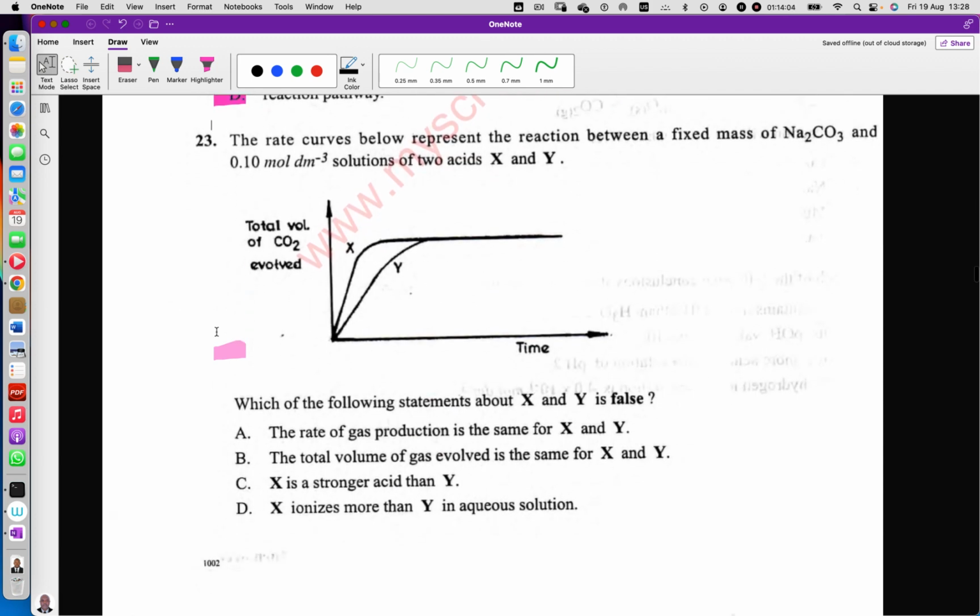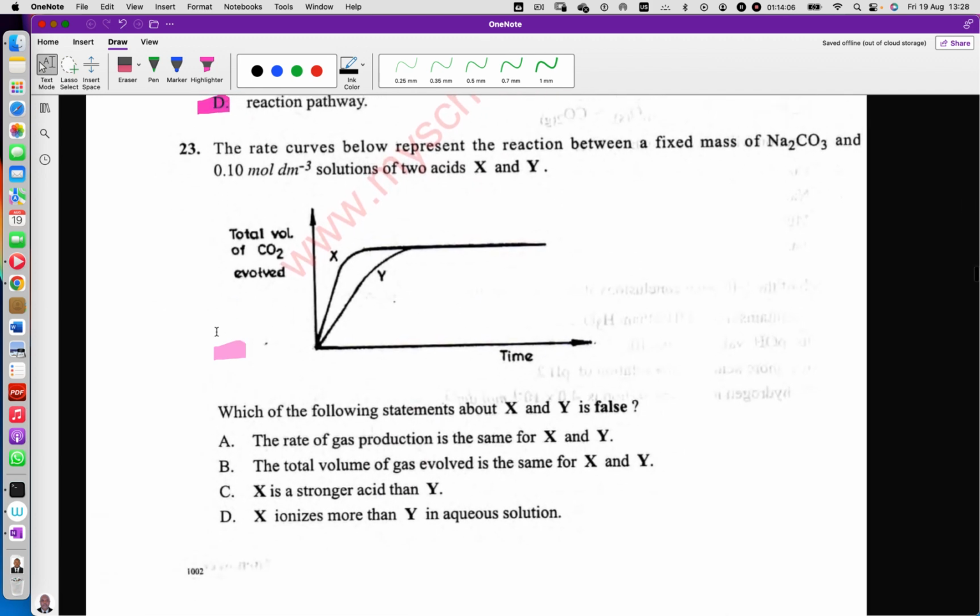Question number 23. The rate curve below represents the reaction between a fixed mass of sodium carbonate and 0.1 mole per dm cube solution of two acids, X and Y. Of course, we say a fixed mass because the volume of carbon dioxide for the two acids is constant here, because we are using a fixed mass of sodium carbonate.